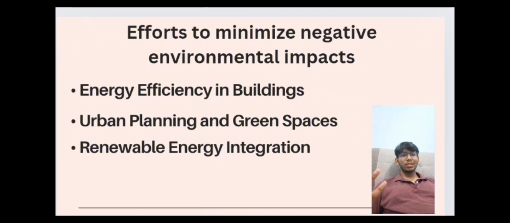Combined approaches, those are net zero buildings: constructing buildings that produce as much energy as they consume annually through a combination of energy efficiency measures and renewable energy generation. Sustainable urban mobility plans, SUMPs: developing comprehensive plans that integrate land use and transportation planning to promote sustainable modes of transport and reduce environmental impacts.